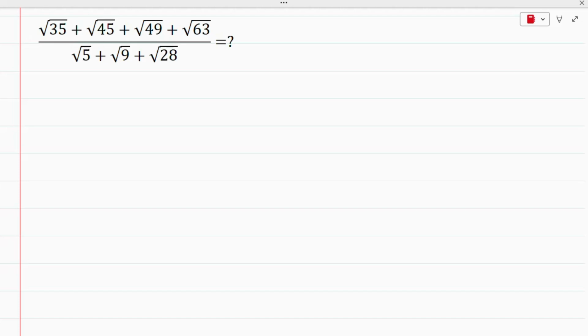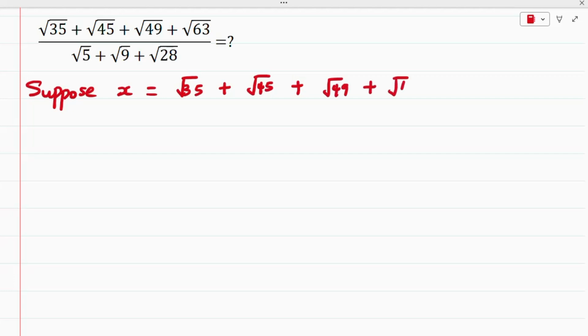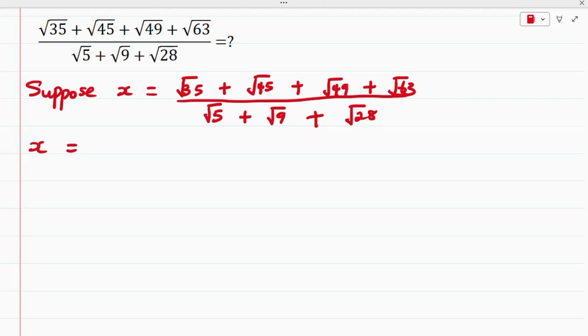So right here we have this nice algebra math problem and we are to solve for this. So the first thing, guys, we want to do is to say suppose that x is equal to the root of 35 plus the root of 45 plus the root of 49 plus the root of 63, divided by the root of 5 plus the root of 9 plus the root of 28. So from here we have that x is equal to, so we want to simplify each of those right here.